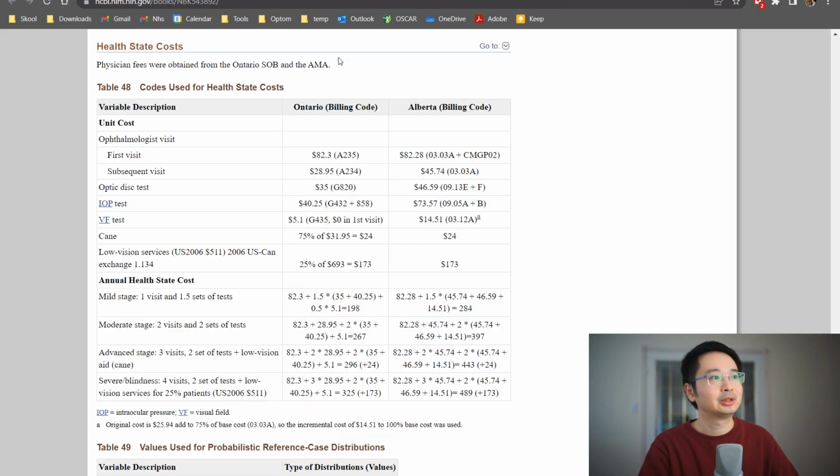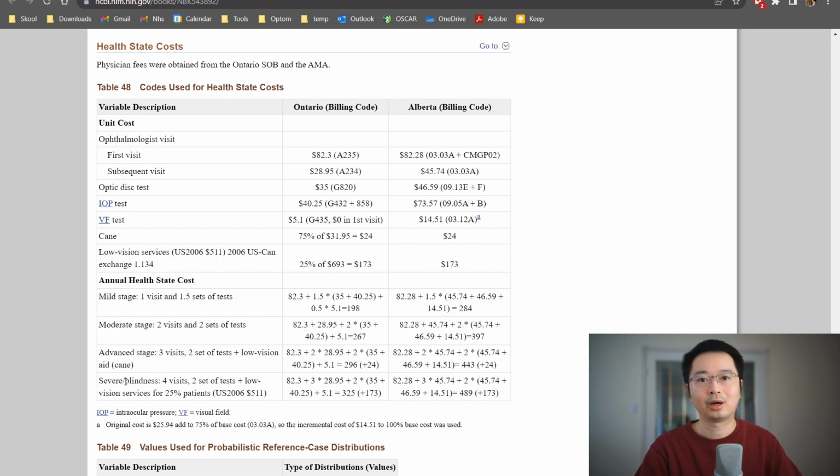So let's look at this table. This is table 48 from that book. It goes into how much doctors are paid and different tests, but let's skip to this part. First, it divides disease into mild, moderate, advanced, severe, and potentially death as the last stage. In health economics research, if you have a new treatment or you're evaluating an existing treatment, where does it play? Does it slow down the disease or prevent more severe disease? As the disease progresses, it's going to cost the healthcare system more and more, and this is trying to quantify that in dollars and cents.